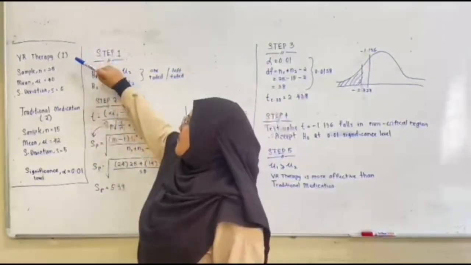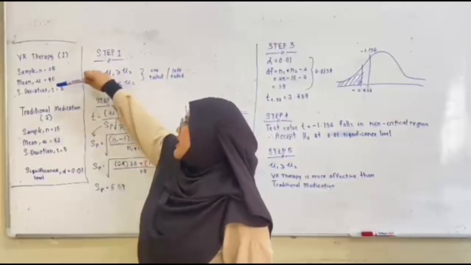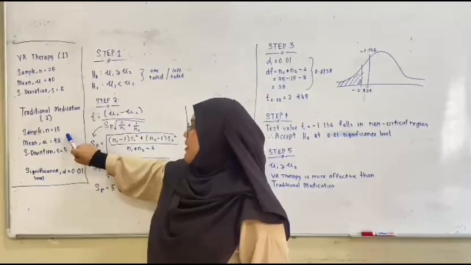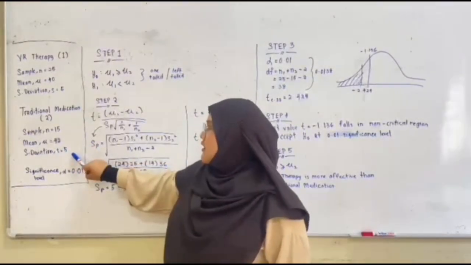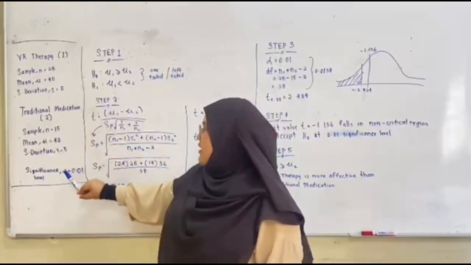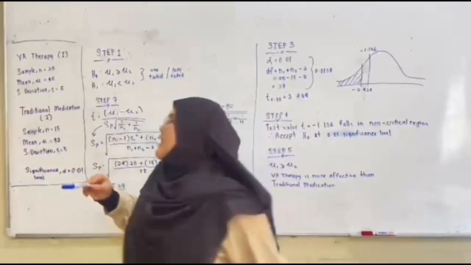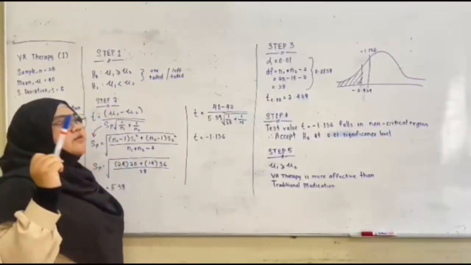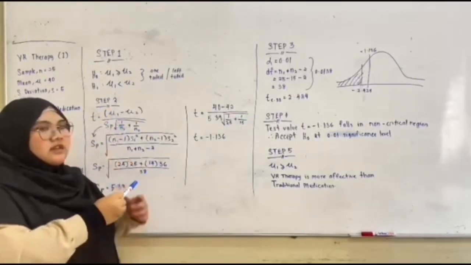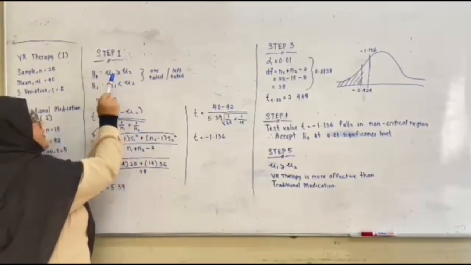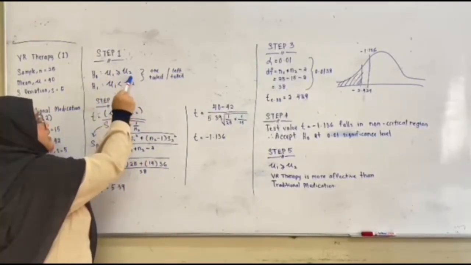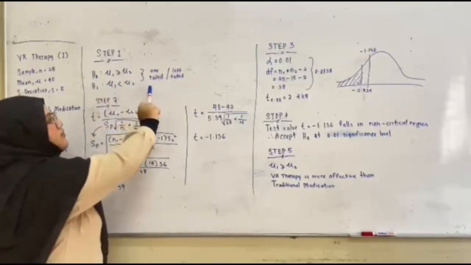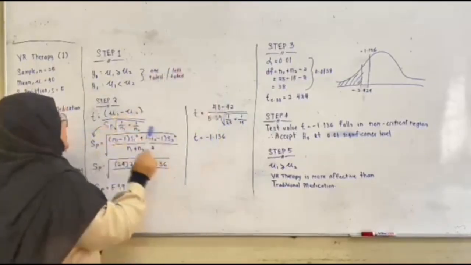So, for VR therapy, the sample is 25, mean 40 and standard deviation 5. Then, traditional medication has 15 samples, mean 42 and standard deviation 6. That's all for the data. Then, the significance level is 0.01. Moving on to step 1. Since this is a 2-sample t-test, we need to do it like this. For the null hypothesis, mean 1 is more than or equal to mean 2. Then, mean 1 is less than mean 2 for the alternative hypothesis. This makes it a one-tailed, left-tailed test.